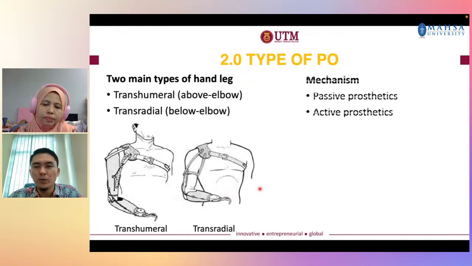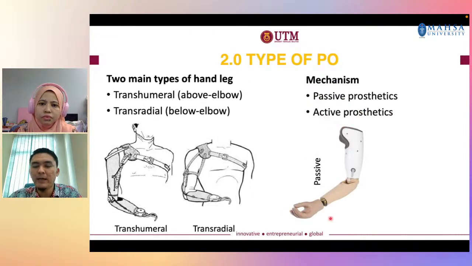And then we have the transradial, where the socket is located here, at the radial or radius bone. The same goes for the prosthetic hand: there are two different mechanisms. The first one is passive, and the second one is active. The passive one, again, has no electrical and electronic parts, only mechanical parts. So the power comes from the body, not from a motor or electrical system.